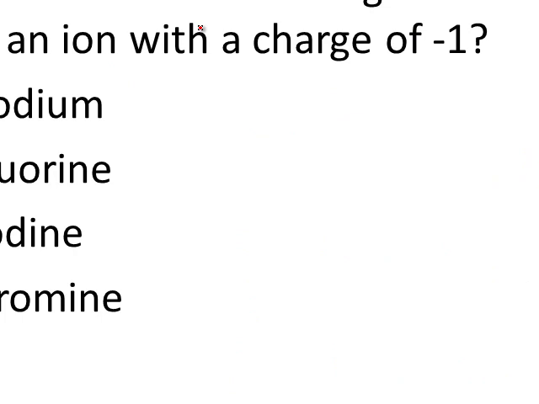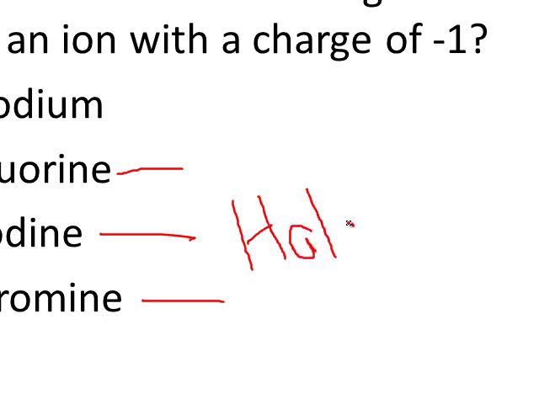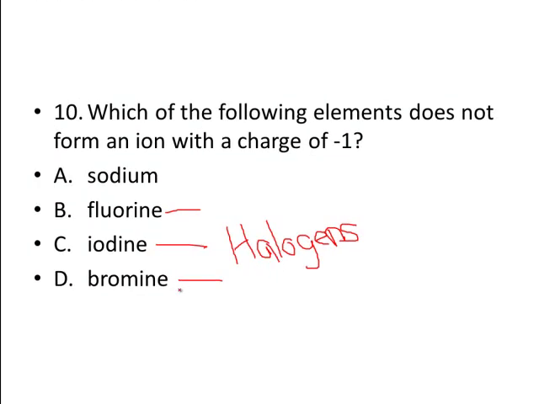Which of the following elements does not form an ion with a charge of -1? Now, the important thing is to figure out who does not fit within this group. Fluorine, iodine, and bromine are all halogens. So the only one that doesn't fit there would be sodium. It'd be a good guess that sodium, which actually has a +1 charge, does not fit in with the rest of the halogens. So part of test taking is to figure out that these three are in the same group and sodium does not fit in.